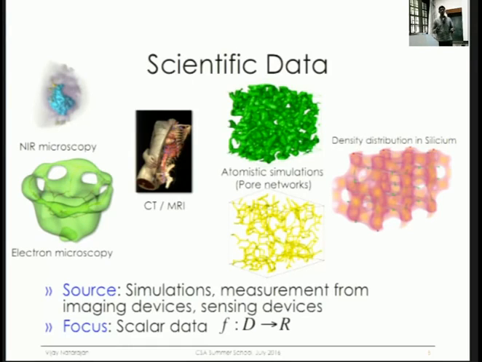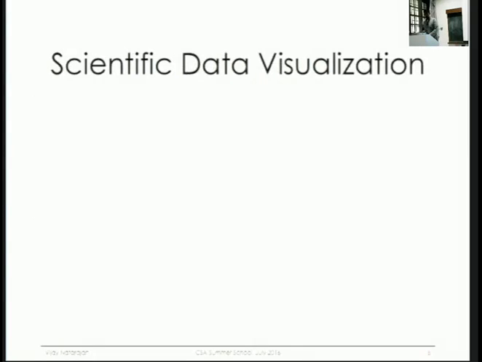Again, to contrast it, you could have vector data, like velocities or force, where the domain may still be spatial, but the values are not real valued anymore. This is simple enough that we can cover a lot within the next half an hour to 40 minutes or so. So let's now talk about what visualization means.